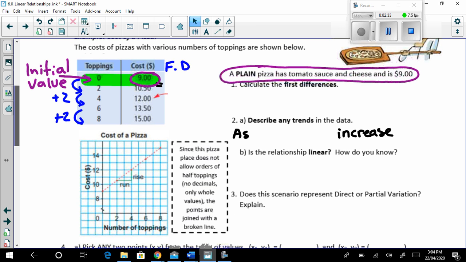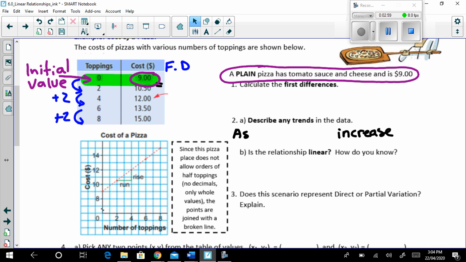So here we are dealing with a pizza scenario. Okay, a plain pizza with tomato sauce and cheese is $9. And you can see that represented in the table of values. Okay. So you're first asked to calculate the first differences, and your first difference is the change in your y values, that second column, the cost in the pizza. What are the costs going up by?